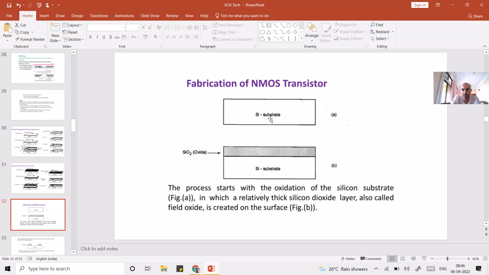Once you have the silicon substrate, then you grow a silicon dioxide over it. To grow the silicon dioxide, we just expose the substrate to the oxygen ambience.